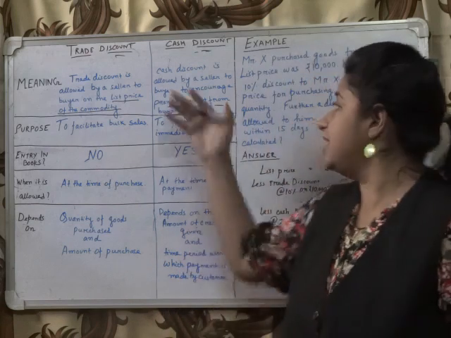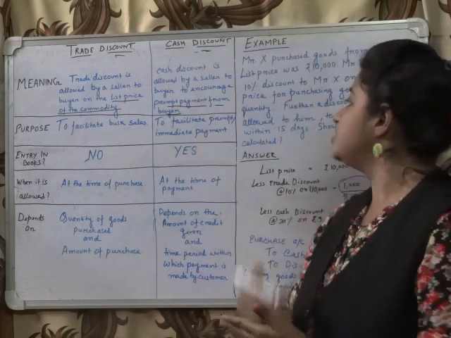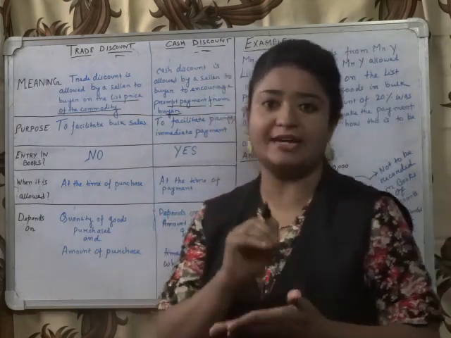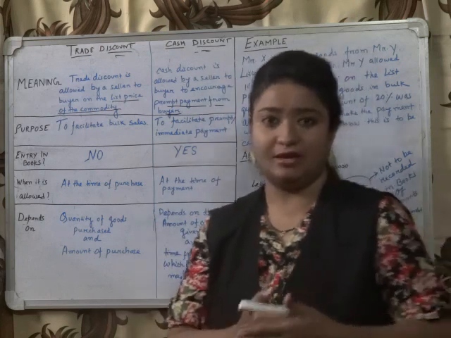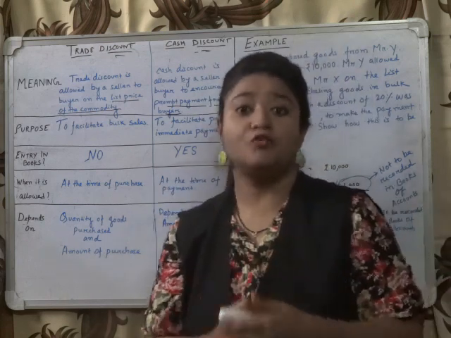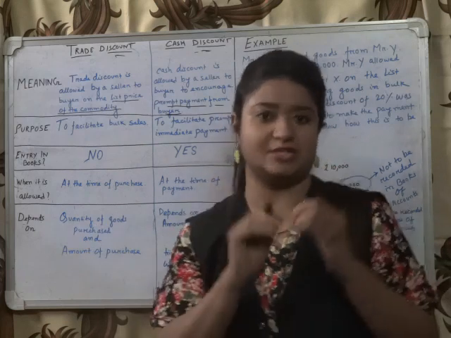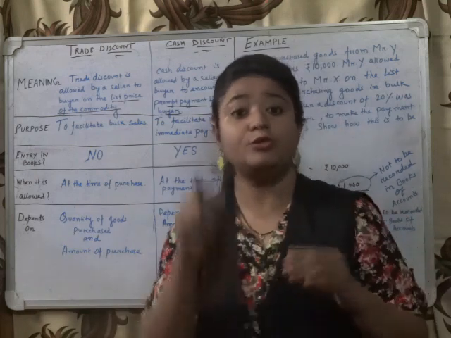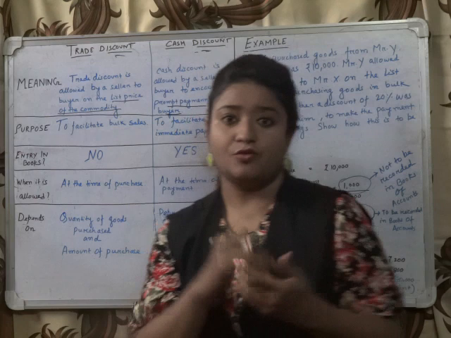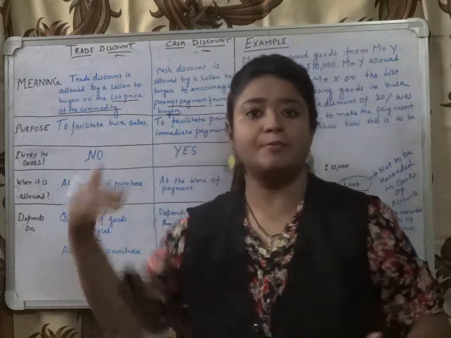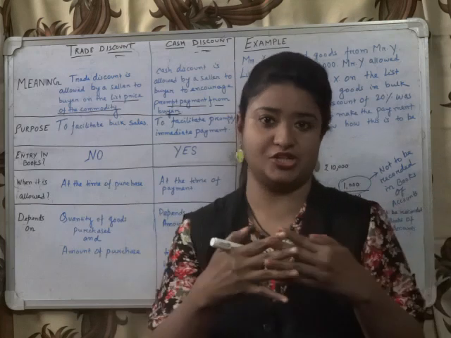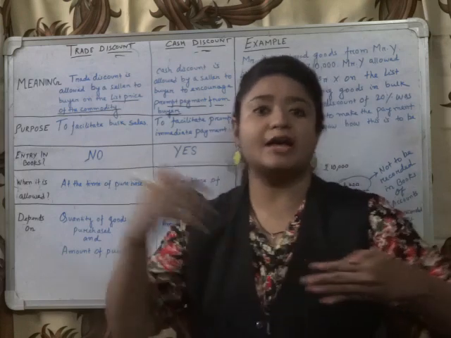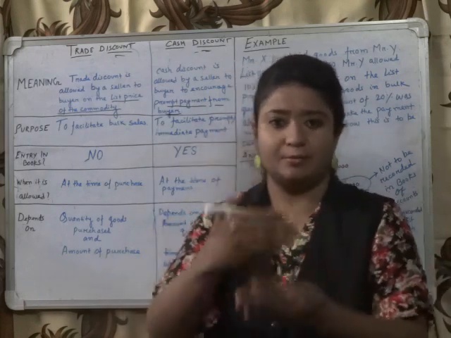So what does the seller do then? He makes up his mind and provides a certain amount of discount, telling us that if you return me the money within 15 days, I will provide you 10% discount. If you provide me the money within 20 days, I will give you 8% discount. Like this, his needs and our needs coincide with each other. The seller is able to boost up the sales, and the buyer is also taking the goods at a little less price.